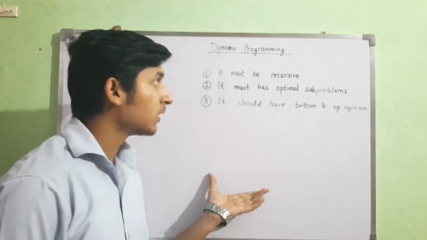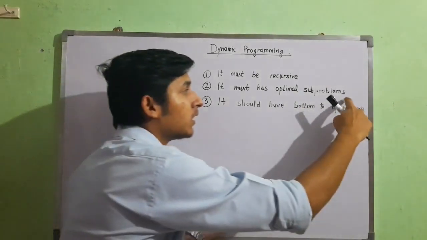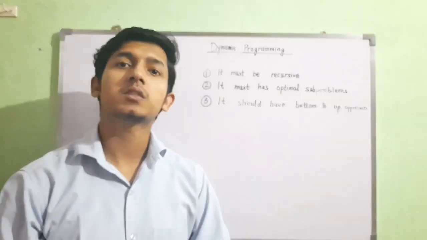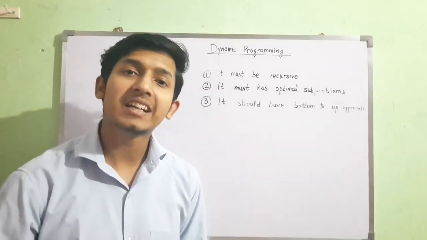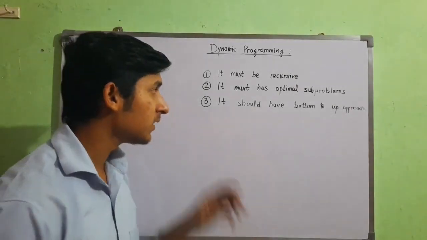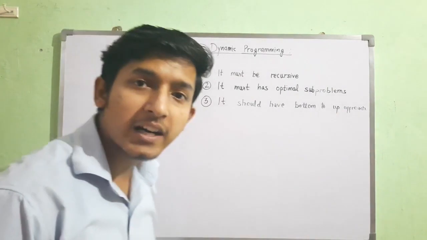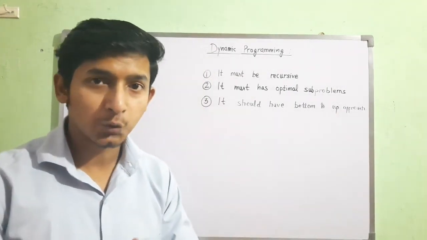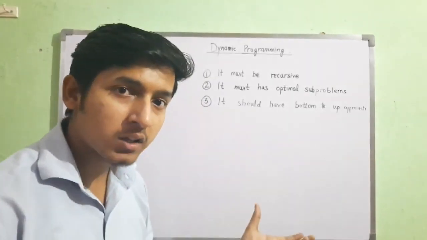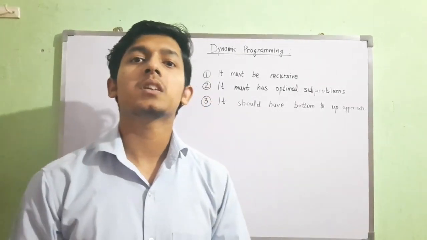Let me summarize this now. The function must be recursive. This means it should be calling itself. There must be optimal subproblems. This means the same function with the same parameters is called many times due to many recursive statements in the same function. And thirdly, there should be a bottom to up approach available in the function. If these three conditions are satisfied by a recursive function, then we can use dynamic programming and write it efficiently, from exponential order to quadratic order, sometimes in linear order as well. You must remember the Kadane's algorithm.